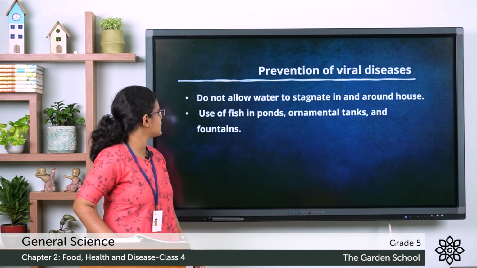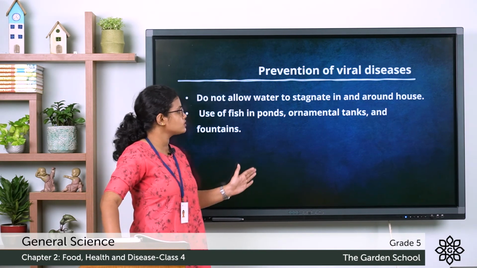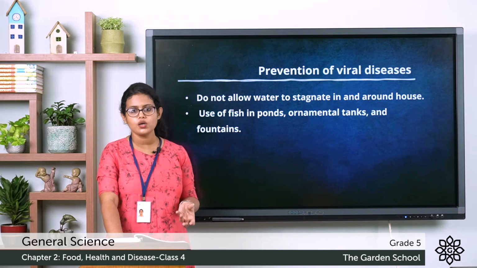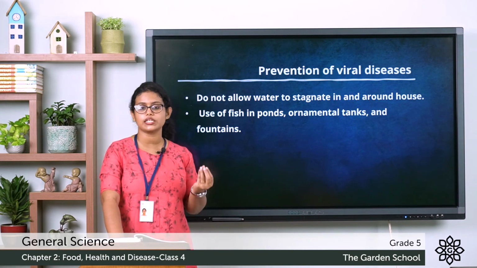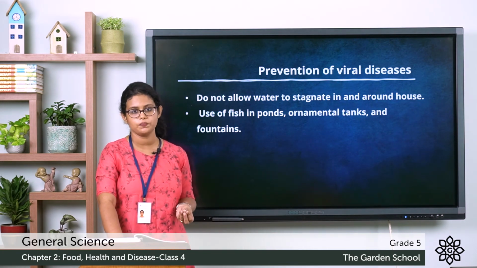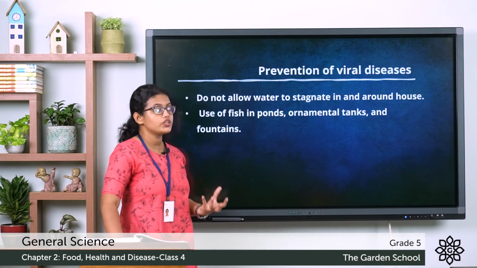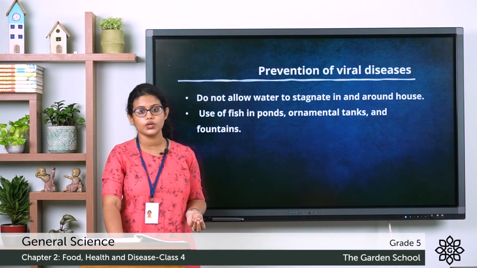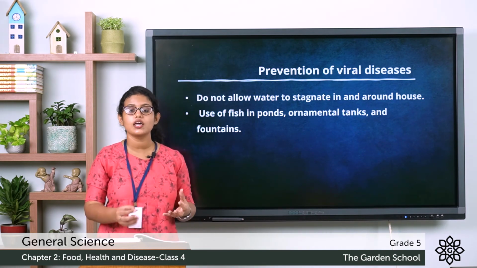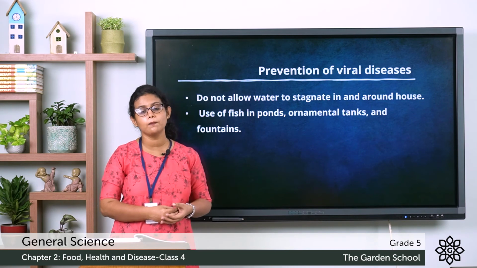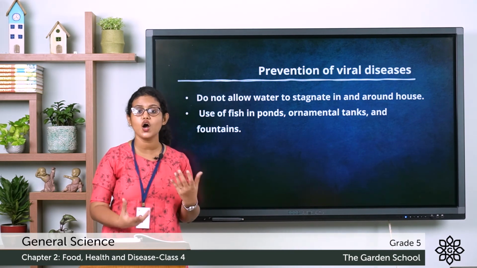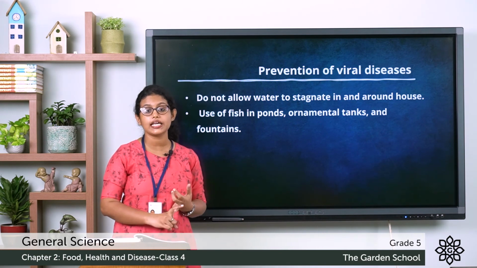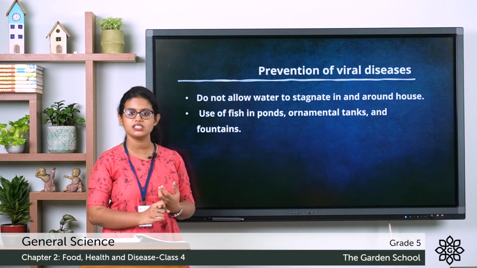The second thing is the use of fish in ponds, ornamental tanks and fountains. Ornamental tanks means the fish that are kept in a home aquarium. So introduce fish in ponds, ornamental tanks and aquariums. That is because the fish feed on mosquito larvae and do not let the mosquitoes multiply. So that is the second prevention step that we can take.